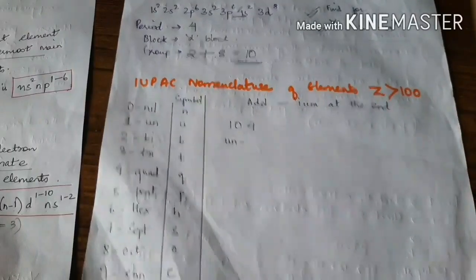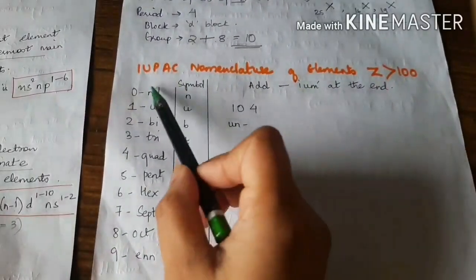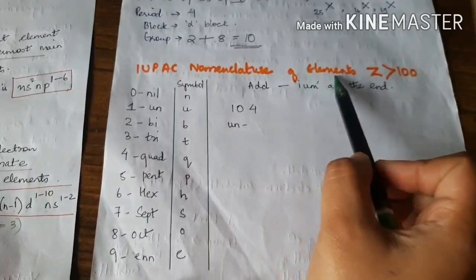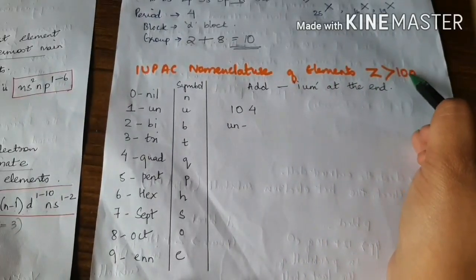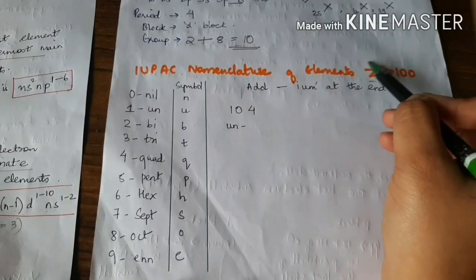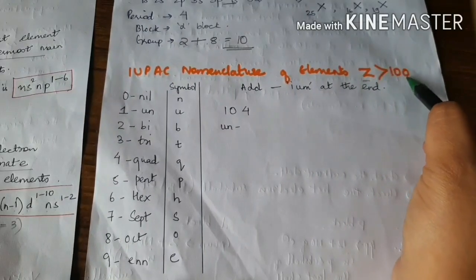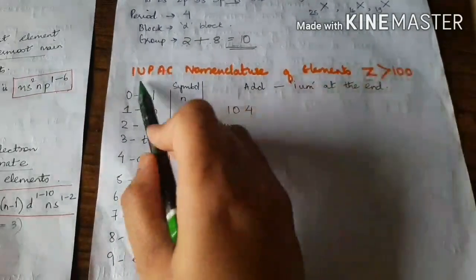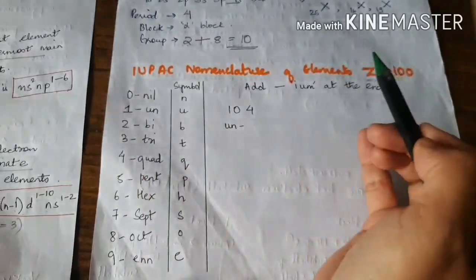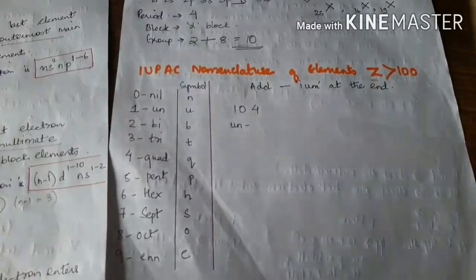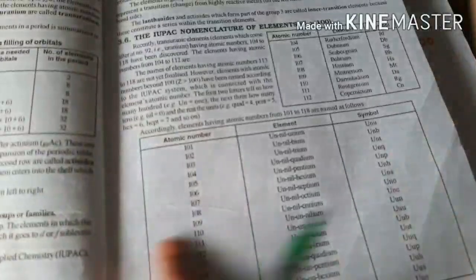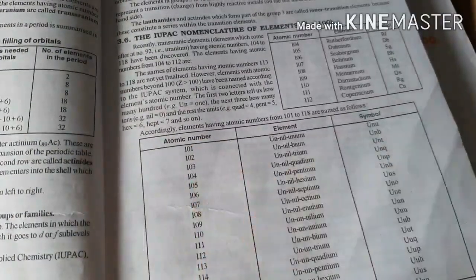After that, there is something called finding the IUPAC nomenclature of elements with atomic number Z greater than 100. So we have to write the IUPAC nomenclature. It's given in the book here, page number 39. This one we are going to do. Here we are given the names of the elements.